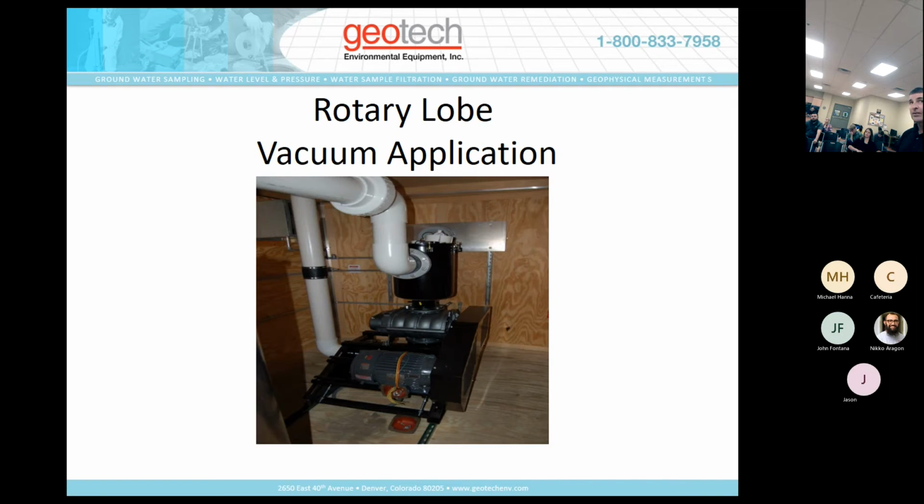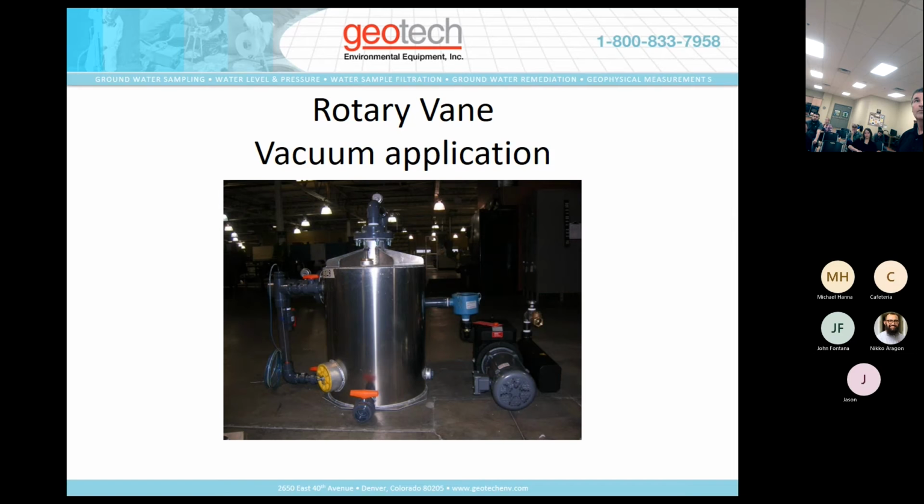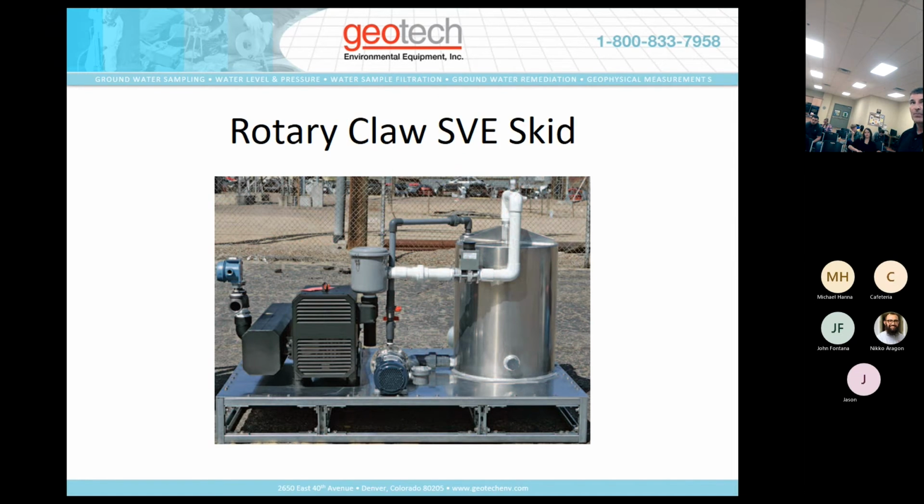Another positive displacement, that's a rotary lobe application. It's using like a belt-driven pump. Yeah, I see that. And those are for a higher flow, a little bit higher vacuum applications. A lot more dedicated too, it seems. Yeah. Rotary vane is a lower flow rate, but a higher vacuum application. And you can see the stainless steel knockout tank there. And rotary claw, same thing. Rotary claw would give you a higher flow rate with a higher vacuum.